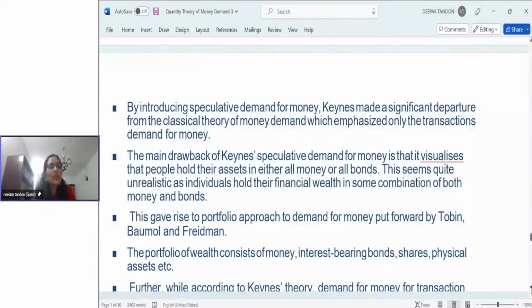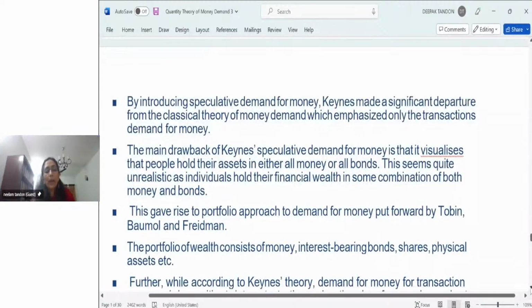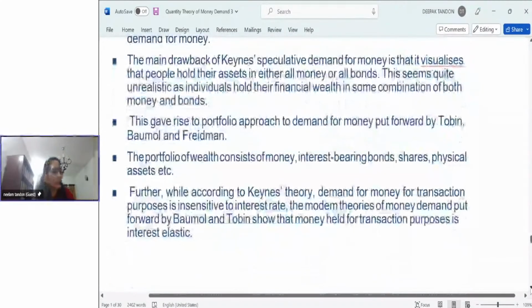What were the drawbacks of Keynes' theory? Keynes only confined himself to bonds. He didn't take care of any other asset forms in the market, like those shared by Baumol: bonds, even human capital, physical capital, and so many other components. So this is how it varied over time. The portfolio of wealth consists of money, interest-bearing bonds, shares, and physical assets.